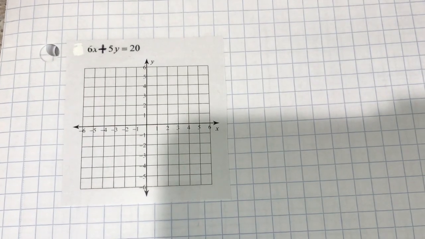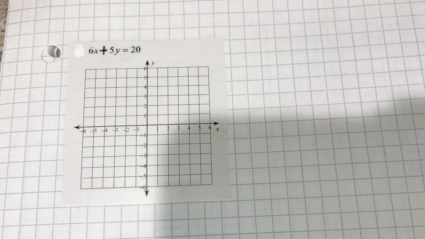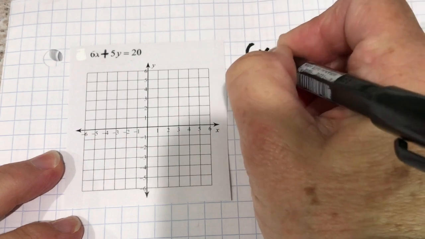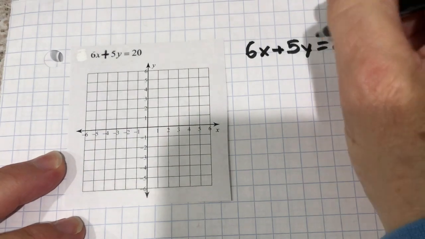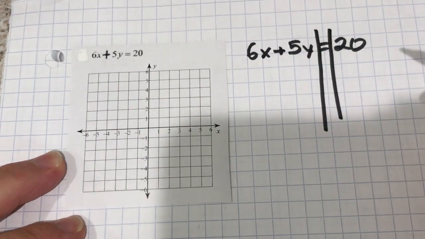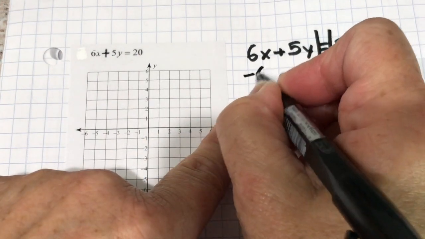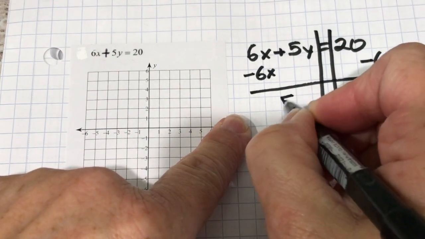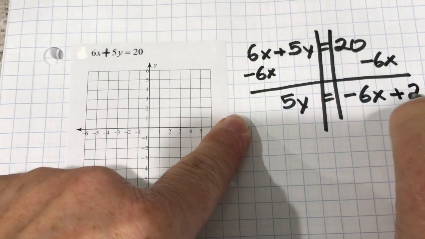Here's another equation for us to graph. But wait, it's not in slope-intercept form. So our first step is actually to rewrite the equation in the proper form. 6x plus 5y equals 20. I'm going to start by moving the 6x to the right-hand side of the equation. Subtract 6x from each side. And now I have 5y equals negative 6x plus 20.